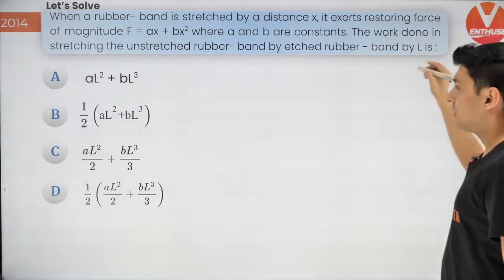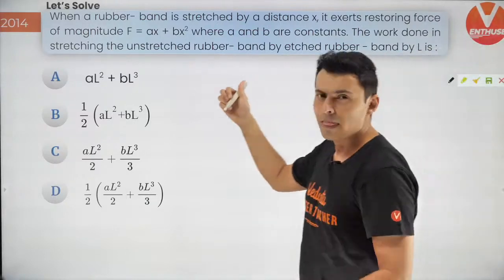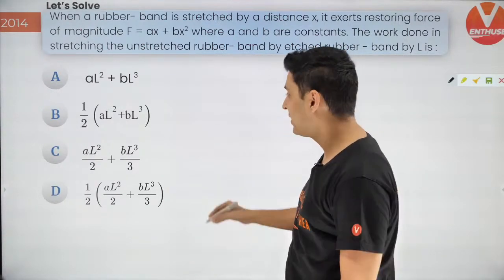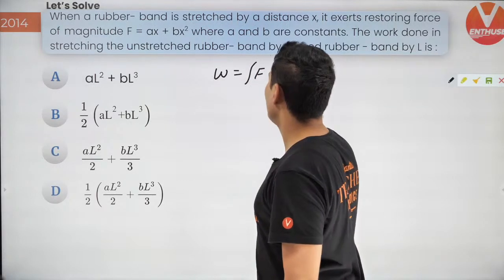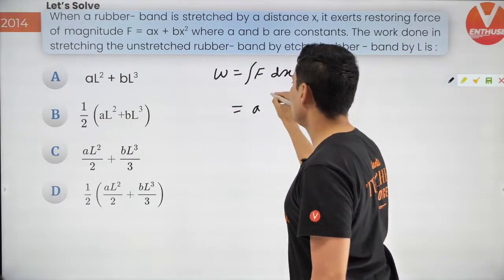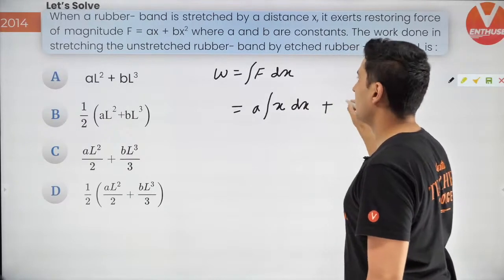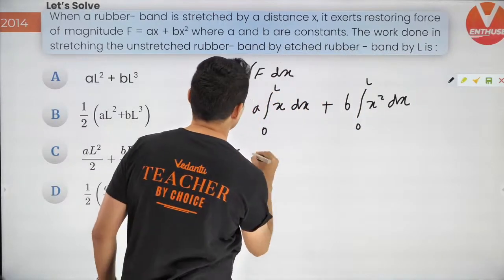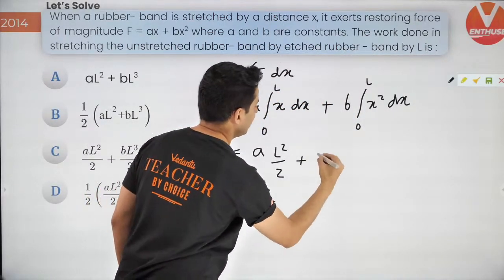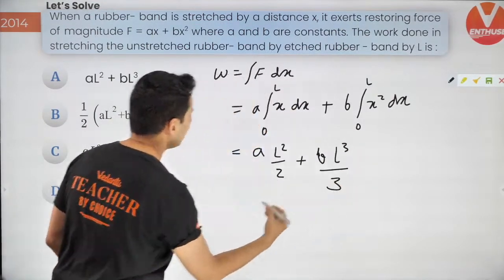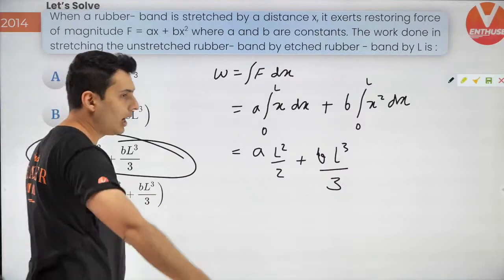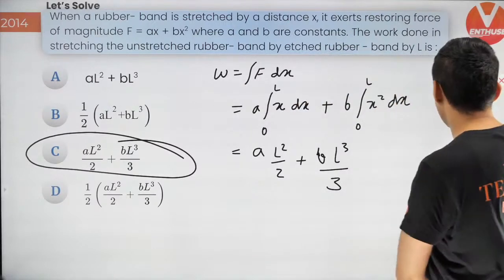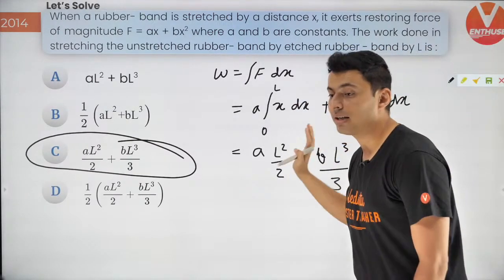I'm going to start solving now. This is the force. The question is, what is the work done? This is a variable force, which means I cannot use direct multiplication. I have to use integration. Work done is the integral of force into dx. So a is going to come outside, x dx plus b x squared dx, from 0 to L. This is going to be a L squared by 2 plus b L cubed by 3. That is option C. Under 30 seconds, this has to be done. Done. Let's go ahead to the next question. Pure integration. Very good.